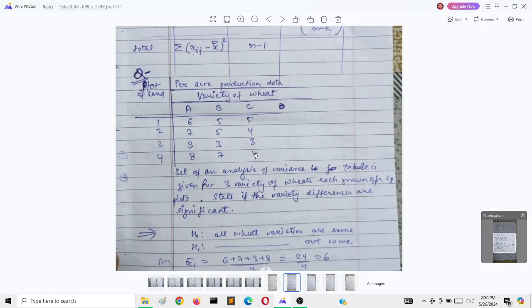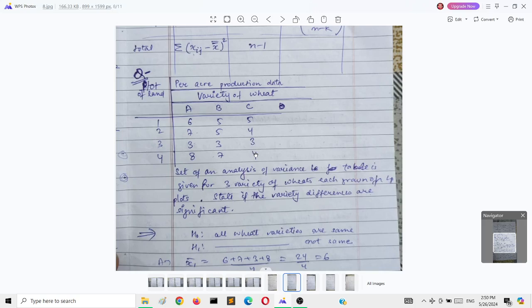So you have the plot of land, that is 1, 2, 3, 4 are actually the plots of land. Means you have 4 plots of land, right? Per acre production data of variety of wheat. You have 3 varieties of wheat, that's actually A, B and C. So now you have the production data, means per acre production.